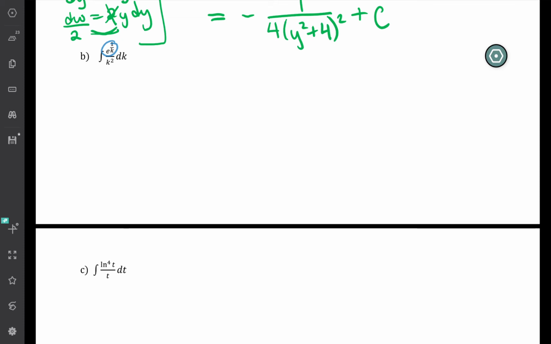So the derivative of k to the negative 1 is negative k to the negative 2, which actually makes me really happy to see this k squared in the denominator. So I'm liking my odds of picking this.